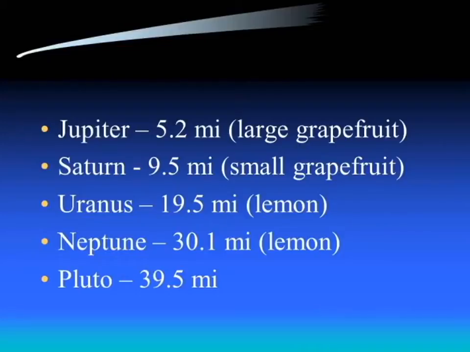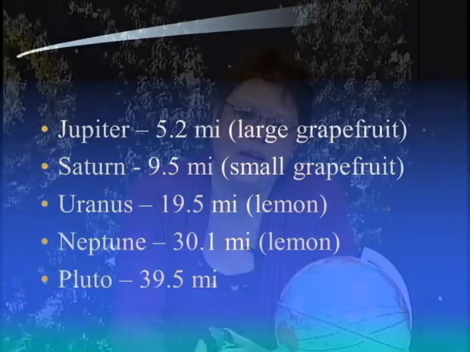And then we're going to take a huge jump. We're going to go from 9.5 miles out to about 20 miles. 19.5 miles to be precise, and that's where Uranus is, and Uranus is the same size as a lemon. And then we go 30.1 miles out, and we're going to get Neptune, and Neptune is also about the same size as a lemon. So that gives you kind of an idea within our solar system exactly what the distances are.